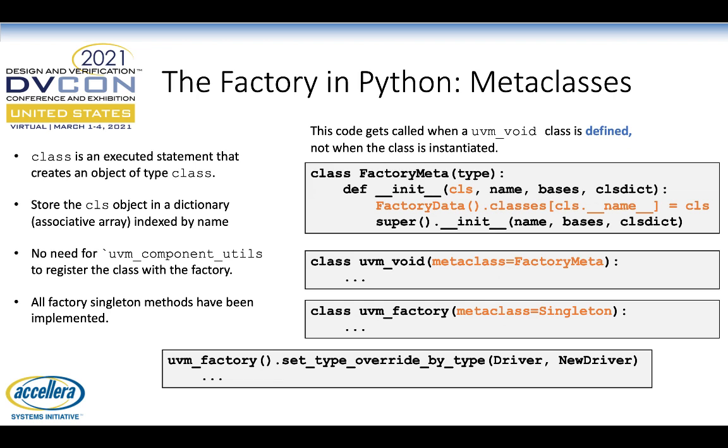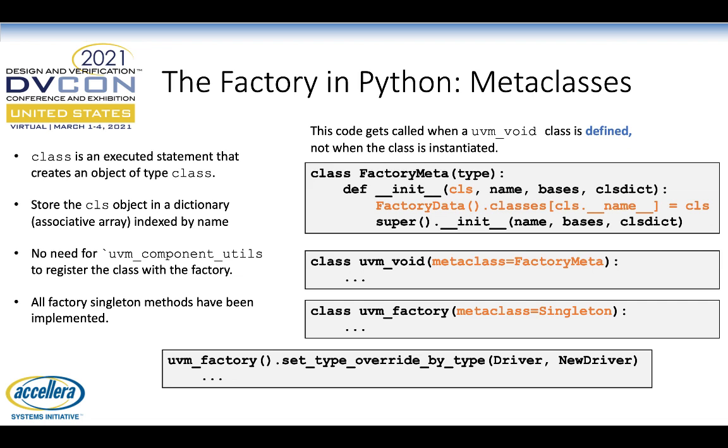The init function initializes objects, and we normally call the type version of the init function to initialize an object. But we can extend type, override init, and do other things when we create a new class. So in this case, we created factory meta, and factory meta stores the class in an associative array indexed by the name of the class, which you can see makes it easy in the future to do overrides and whatnot. Then we declare UVM void to be the metaclass of factory meta, and now everything that is a UVM void is automatically in this associative array that contains all the classes.